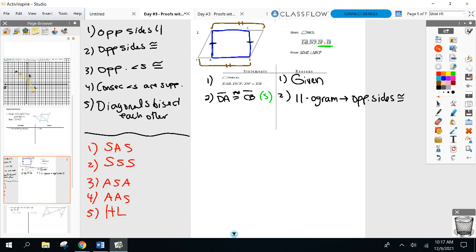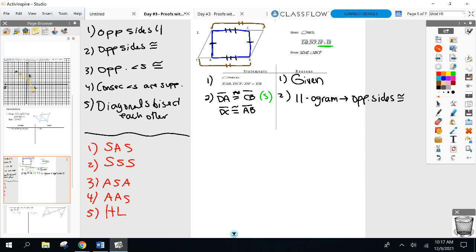Anybody see anything else I could possibly use here? Still using your properties. Think you got something, Molly? You can say DC is congruent to AB. Yep, all right, ready? I know DA and CB are, but aren't AB and DC because they're opposite? I'm not even going to make a new step, guys. I'm just going to put it in right with statement 2. It's the same reason. So right in statement 2, I'm going to say DC is congruent to AB. Same reason.